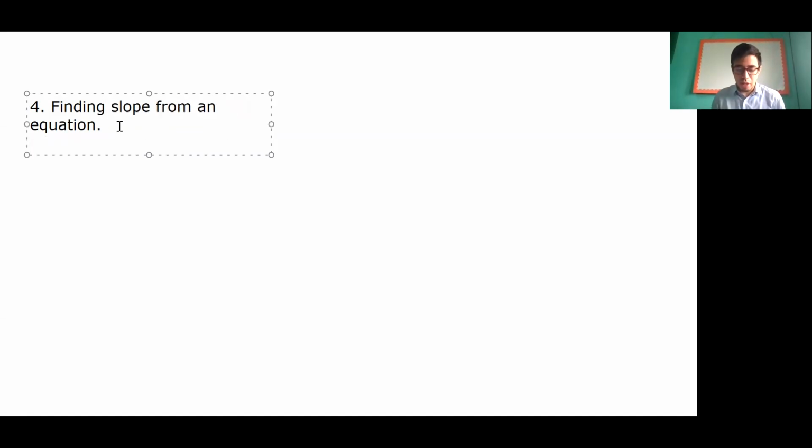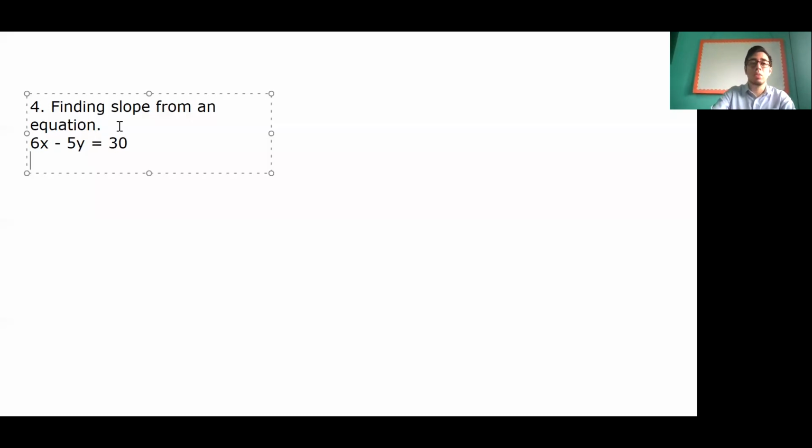So we need to find the slope from this equation. I have 6x minus 5y equal 30. The first step we need to do is to find the x-intercept. To find the x-intercept, we are going to replace the other variable with 0. In this case, y has to be 0.